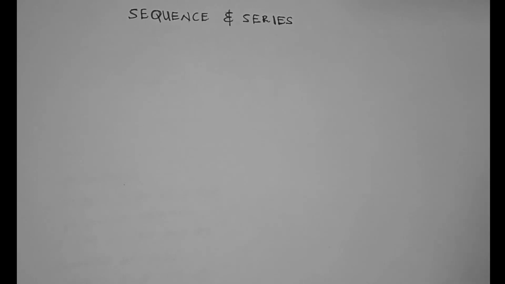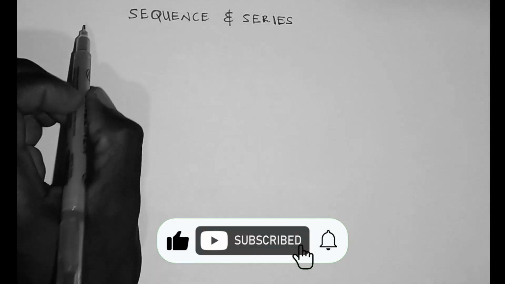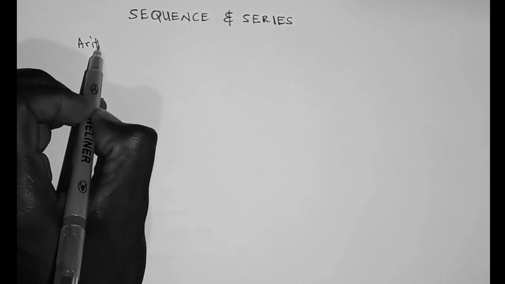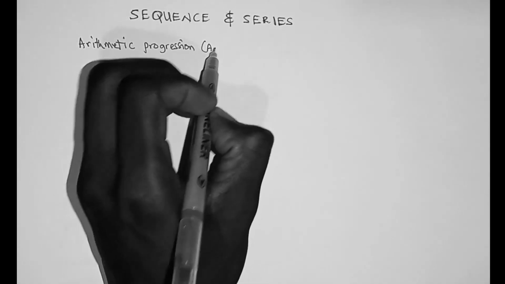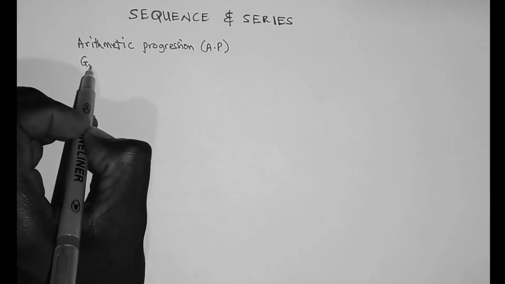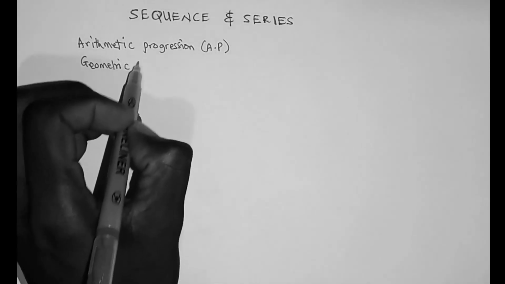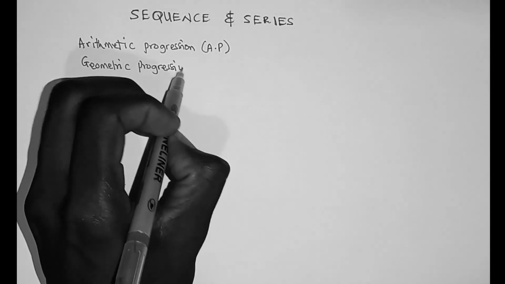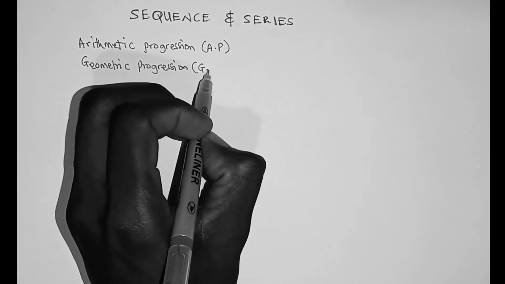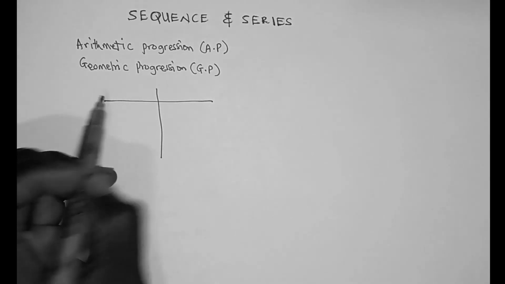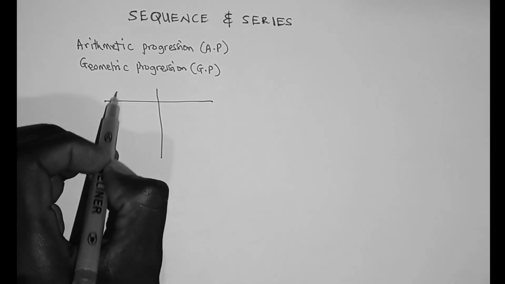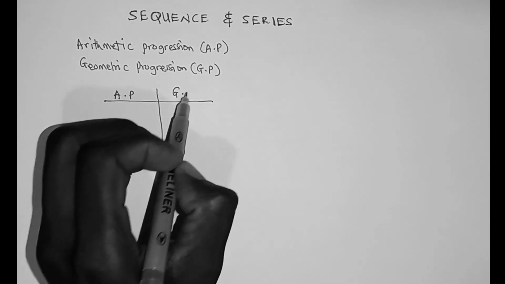In this video, we are going to be talking about sequence and series. Sequences come in two forms. We have the arithmetic progression, which in short is denoted as AP, and then we have geometric progression, which in short is denoted as GP. Now, for example, let's understand the dichotomy between arithmetic progression AP and geometric progressions GP.